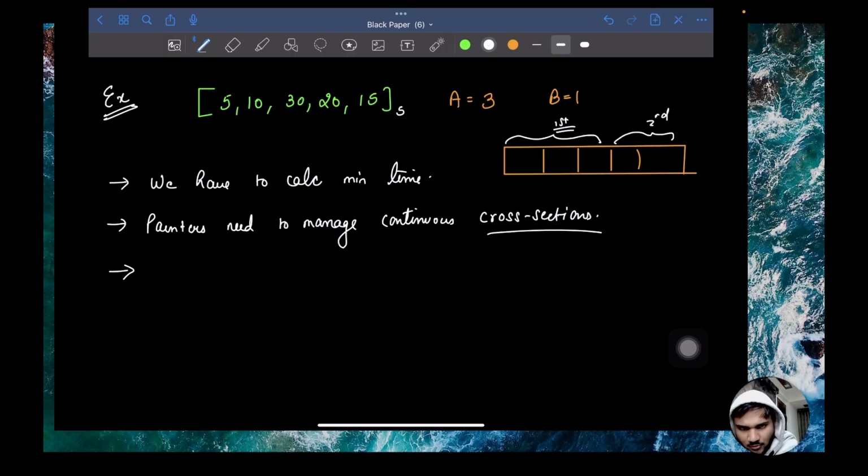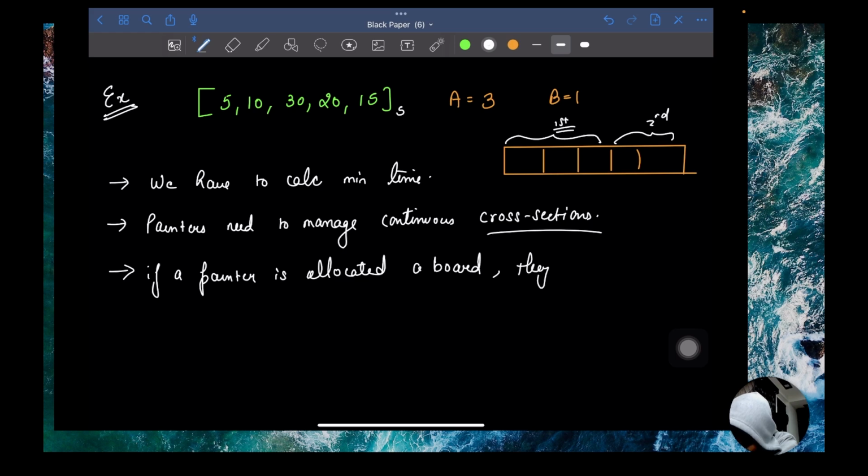Third one. If a painter is allocated a board, they are bound to complete it. Okay. So we have these three observations.